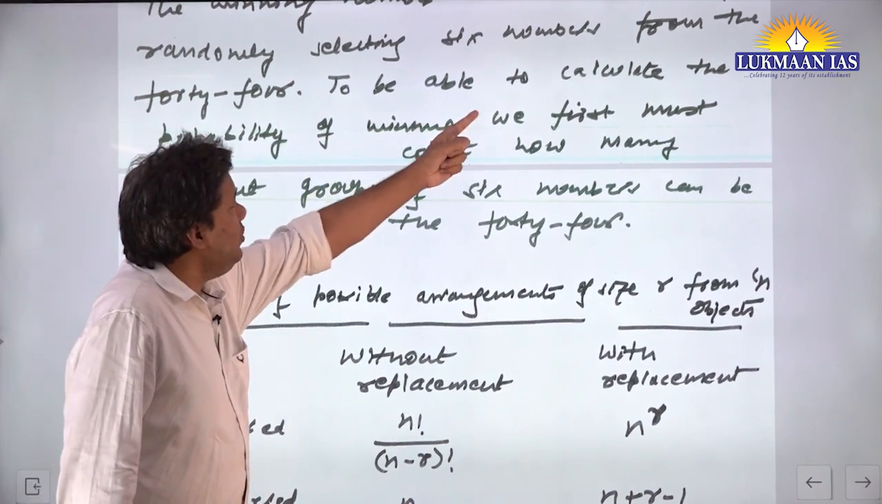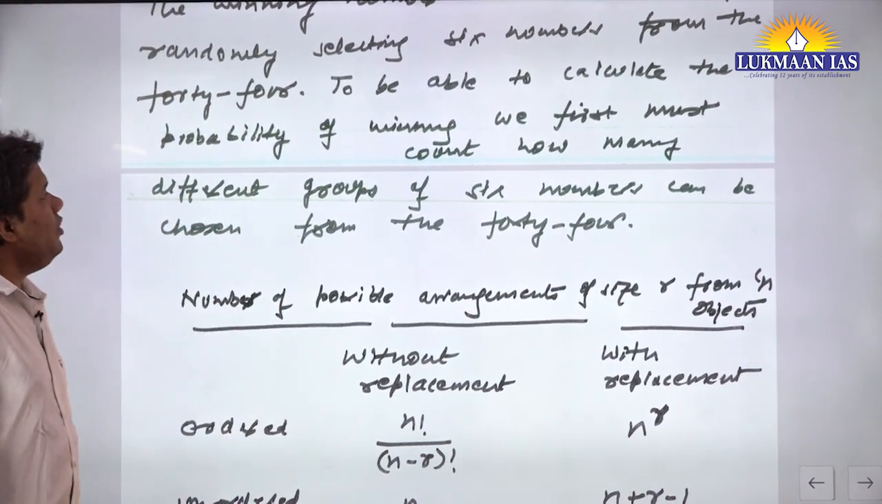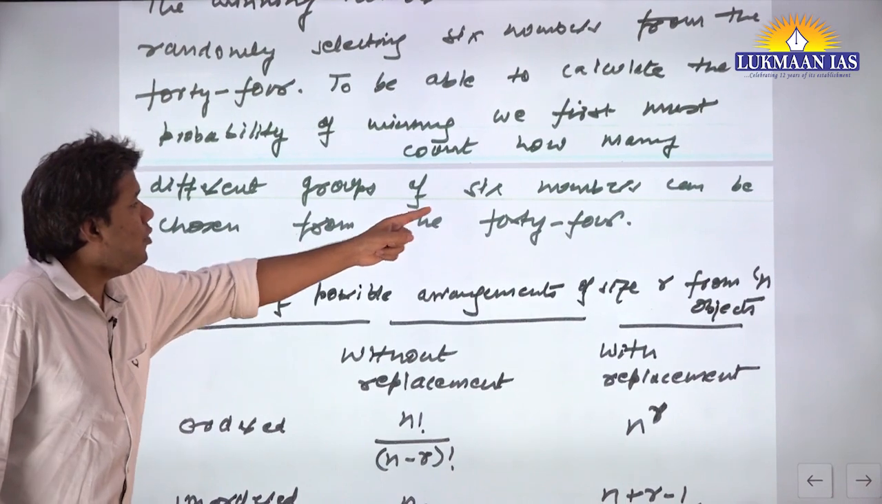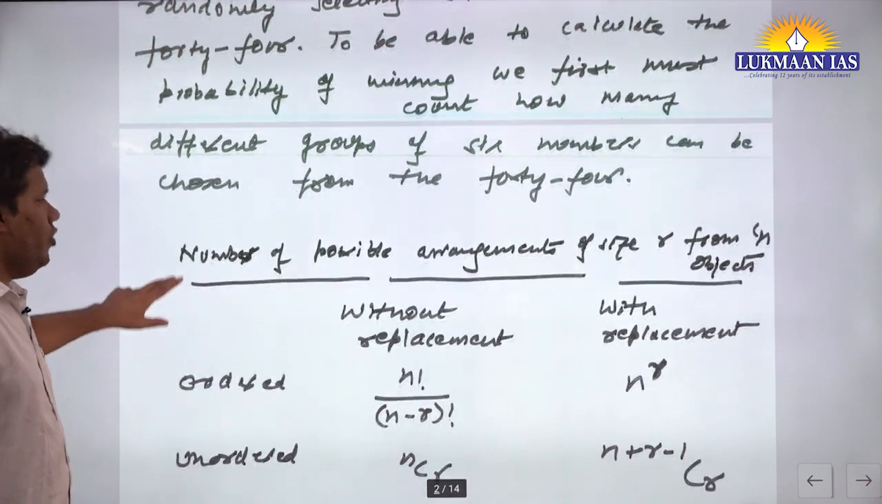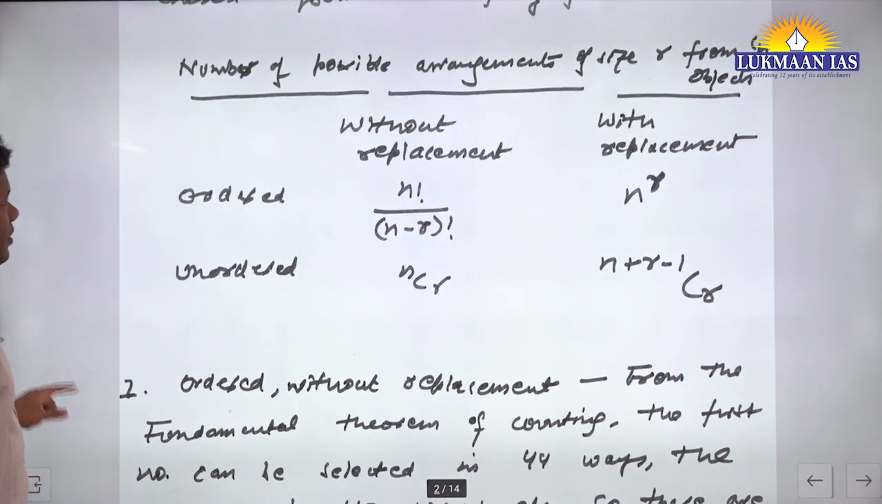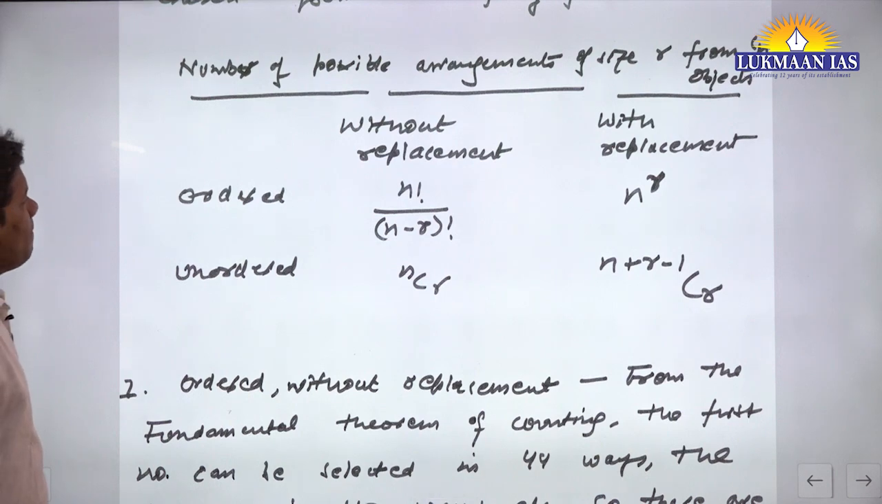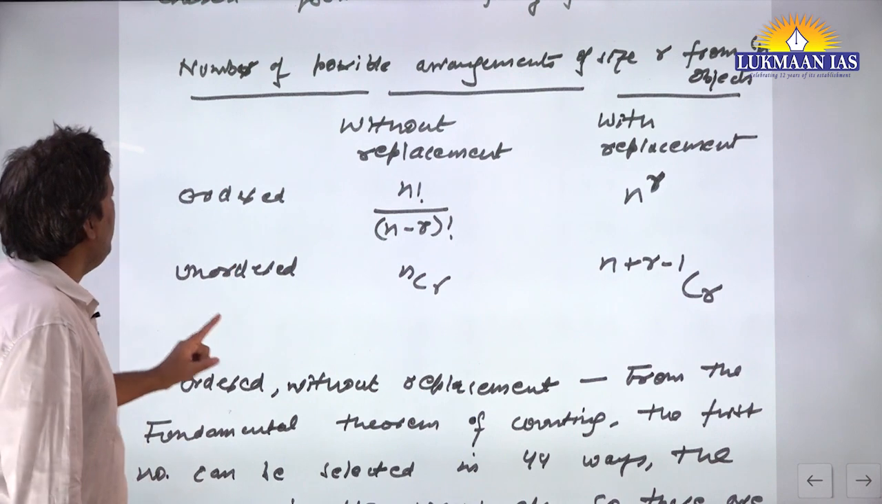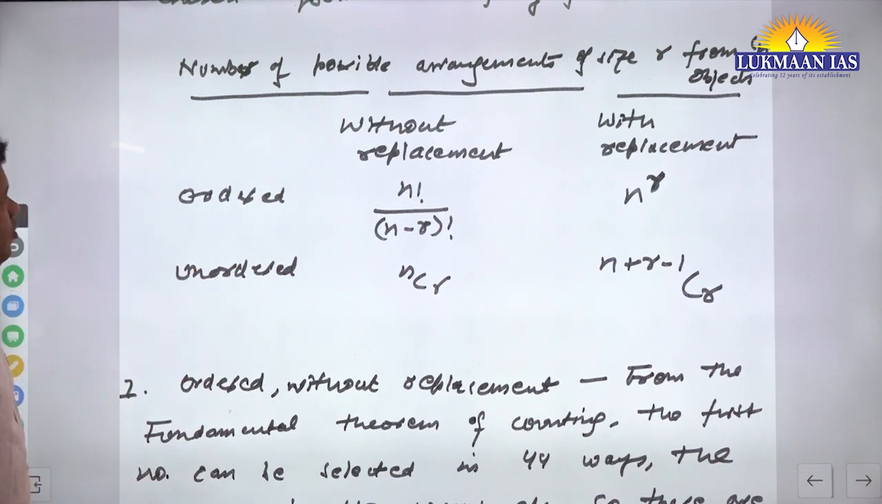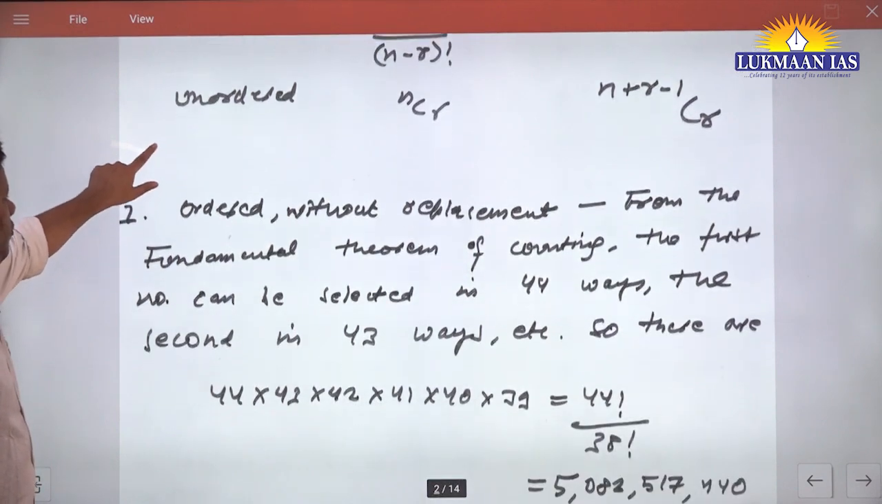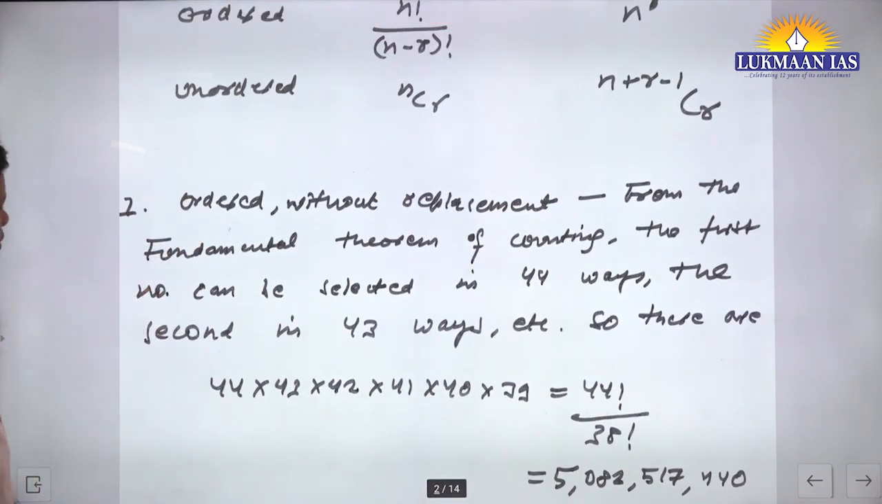What the question says: to be able to calculate the probability of winning, we must first count how many different groups of 6 numbers can be chosen from the 44 numbers. Let's say I take this case: without replacement and ordered. What does it mean? Simply, okay, we are taking ordered and without replacement.